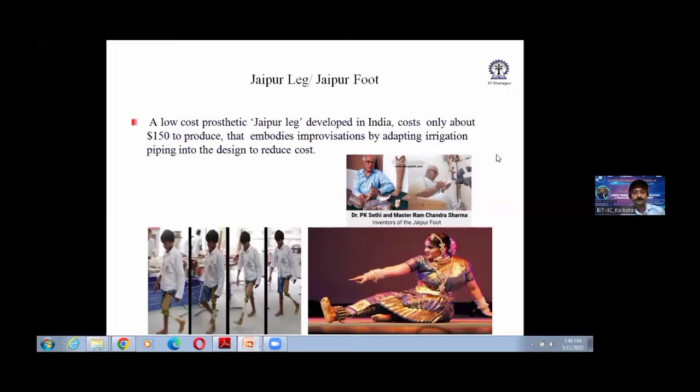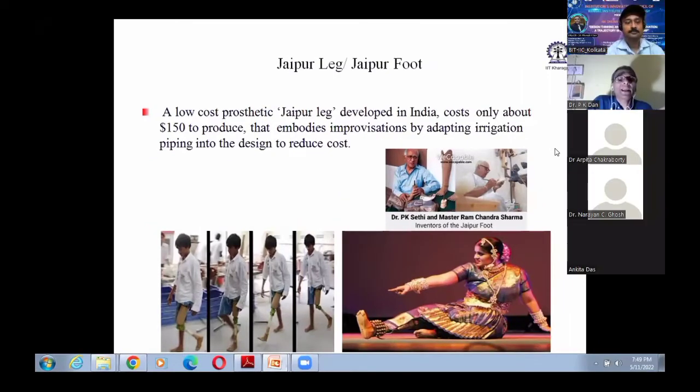So the Jaipur leg, or Jaipur foot, was developed by Dr. Shetty and Master Ramchandra Sharma. Ramchandra Sharma is the technician, and Dr. Shetty is an orthopedic doctor, who jointly developed this prosthetic foot and leg for the downtrodden. Here you see that boy is using that prosthetic leg, and his life has changed. Without that leg, his life would be very difficult. And the quality is also very good, as you can see on the right side.